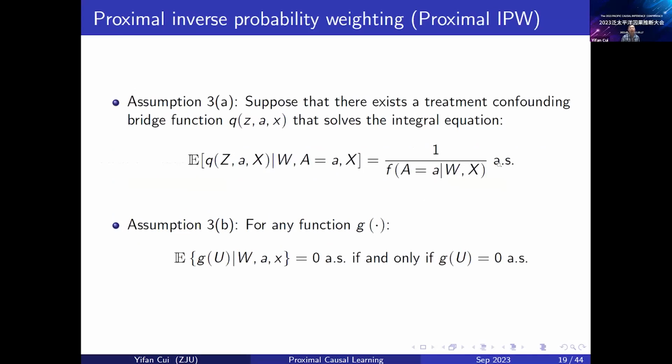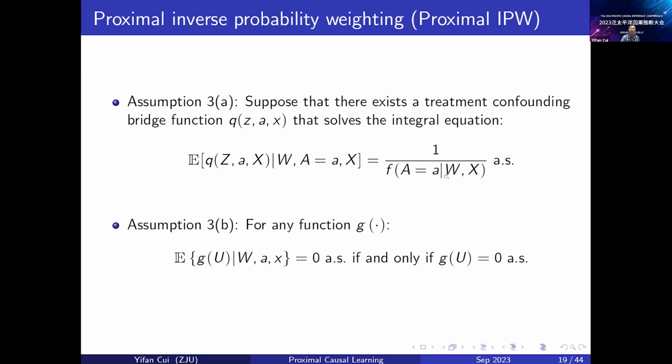And then let's move on to the treatment confounding bridge. So we propose this treatment confounding bridge identification, and we propose assumption 3. So 3A requires that there exists a treatment confounding bridge function q that solves the integral equation: the expectation of q given W, A, and X equals 1 over the propensity score, the density of A given W and X. Again, here, the implication of the existence of a solution is the same as before.